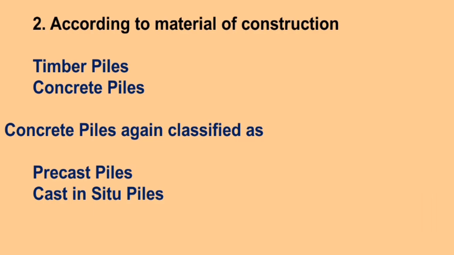And these concrete piles may be further classified into the following two types: precast piles and cast in situ piles. Precast piles means their length varies from 2 to 30 meters. These precast piles are cast before coming to the site. They are cast ready-made. Then cast in situ piles. This type of concrete pile is constructed at site in a hole prepared for this purpose.